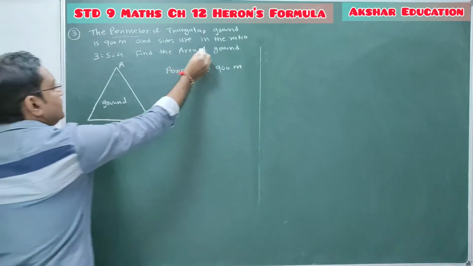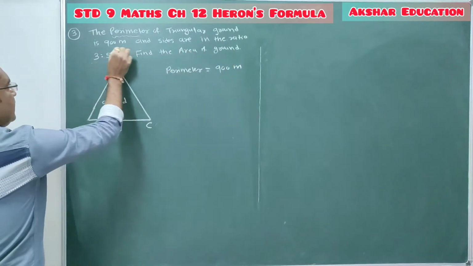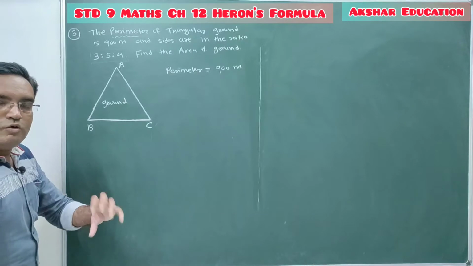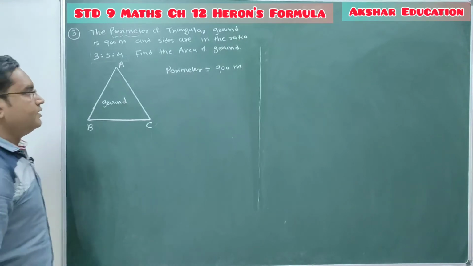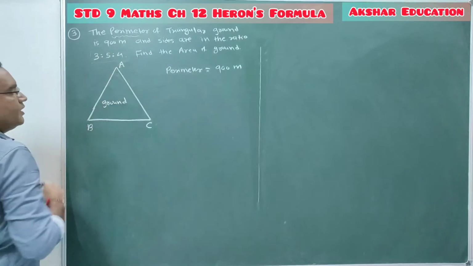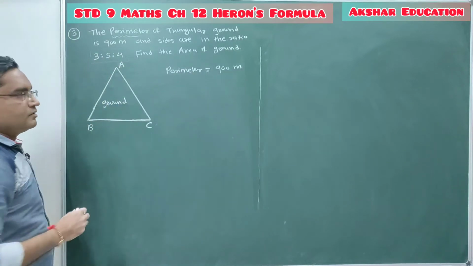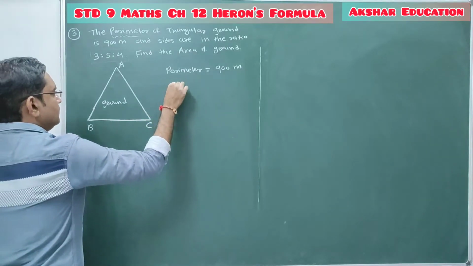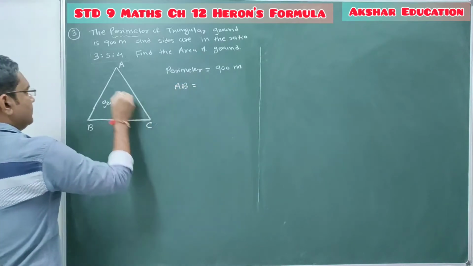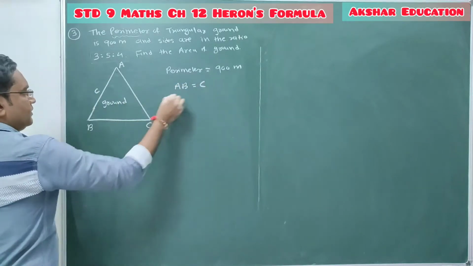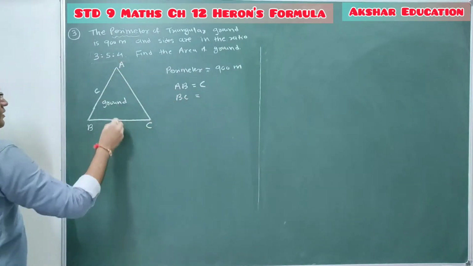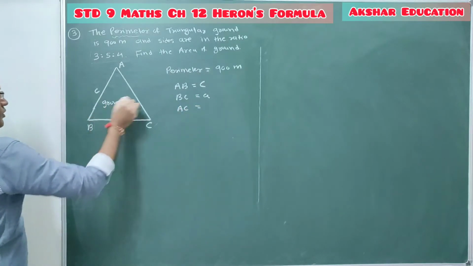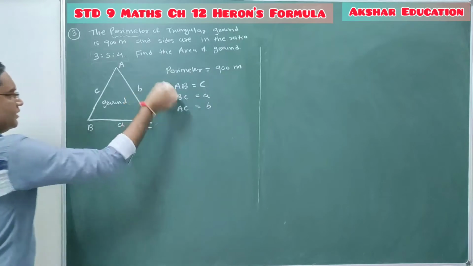Now, the sides are in a ratio. The actual lengths of the sides are not given. Instead of giving the actual lengths of sides, the ratio of the lengths is given. So by using this ratio, we have to derive the values of the sides. How can it be obtained? For that, let me assume that side AB is the small c. Side BC, the opposite side of angle A, is small a, and side AC, the opposite side of angle B, is small b. These are the three sides.